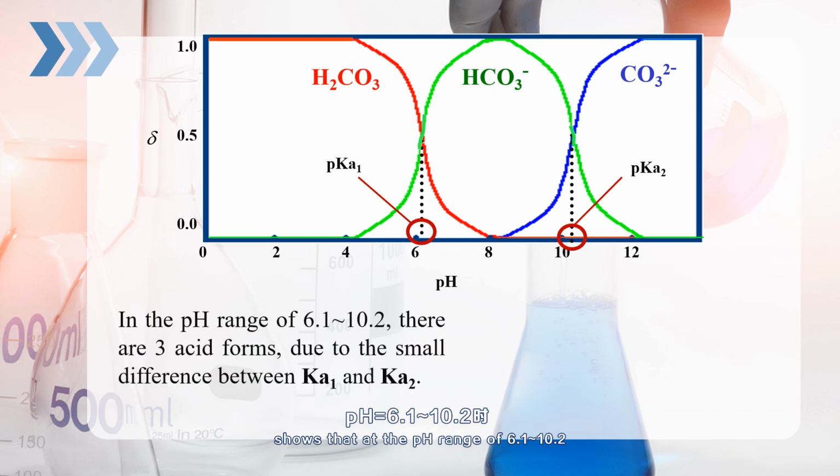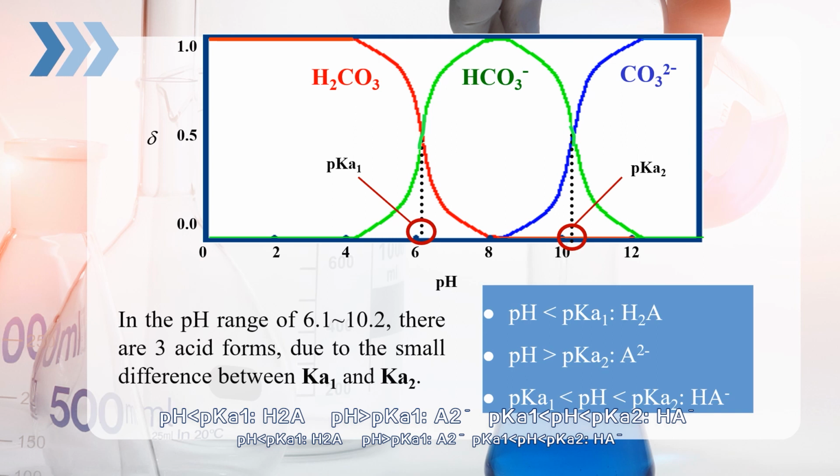pH range of 6.1 to 10.2. There are three acid forms, due to the small difference between Ka1 and Ka2. Besides, we can also get the information that if pH is less than pKa1, H2A is predominant. If pH is larger than pKa1, A is the predominant form. If pH is in between pKa1 and pKa2, HA is the predominant.